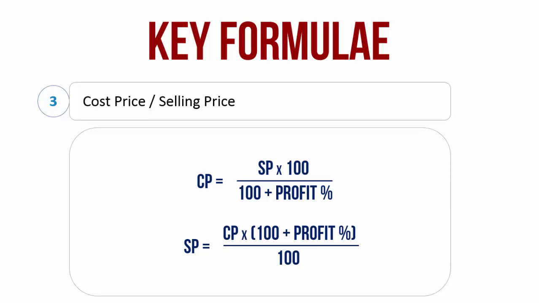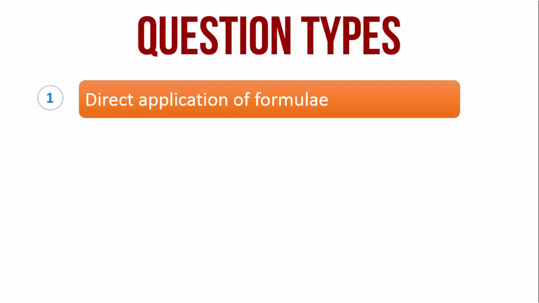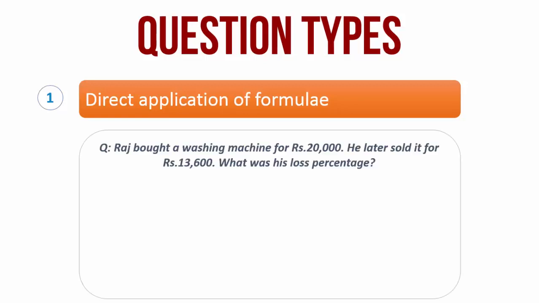Let's now further look at the different types of questions that can be asked regarding profit and loss. The first kind of question that can be asked in the IBPS deals with the direct application of the formulae that we have just told you. For example, if this is a question: Raj bought a washing machine for 20,000 rupees. He later sold it for 13,600 rupees. What was his loss percentage?